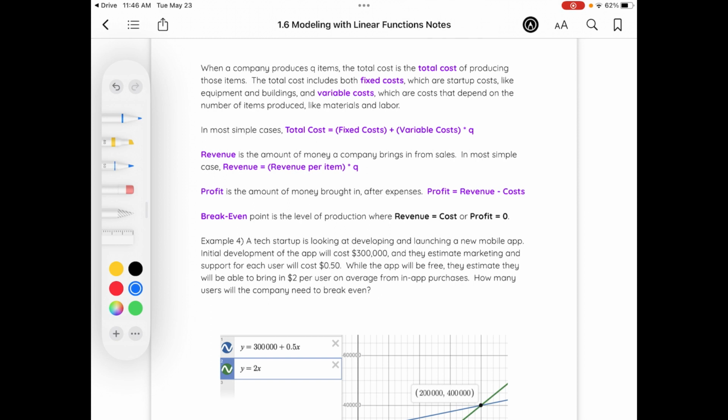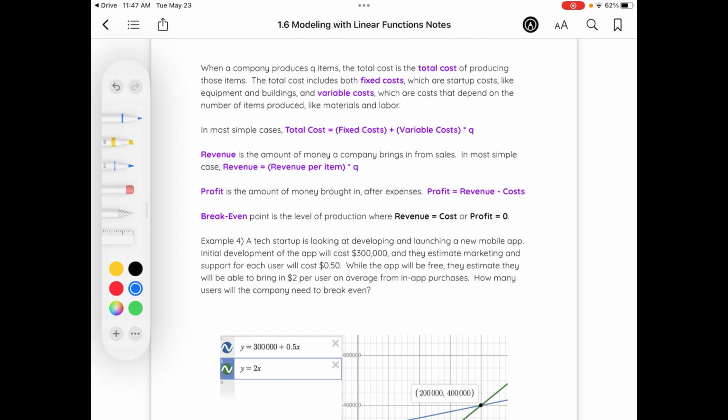In most simple cases, revenue is equal to the revenue per item times how many items that we have. The profit is the amount of money brought in after expenses. Profit is equal to revenue minus the cost.